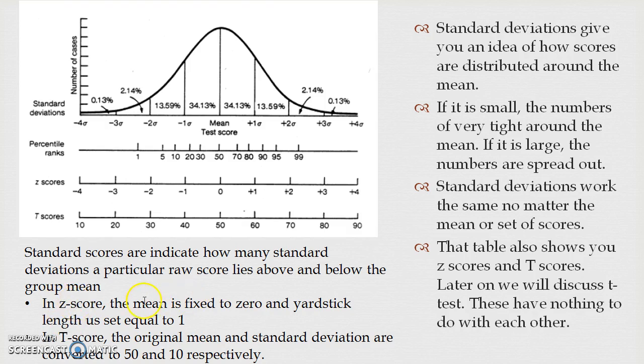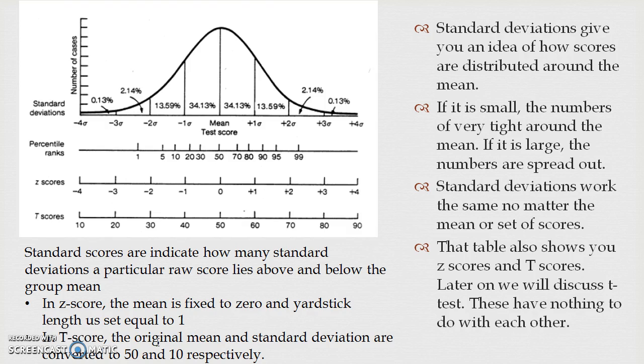The z-score is basically the mean fixed to 0, and the standard deviation set to 1. So basically it tells how far it is. The t-score is where the original mean and standard deviation are converted to 50 and 10 respectively. The main thing that you want to know about this is that the z-score tells you how many standard deviations the raw score is from above or below the group mean. That is the most important.